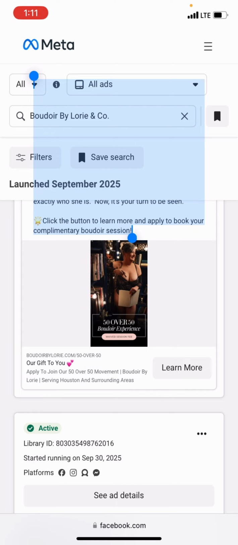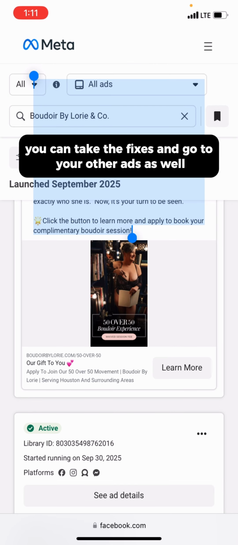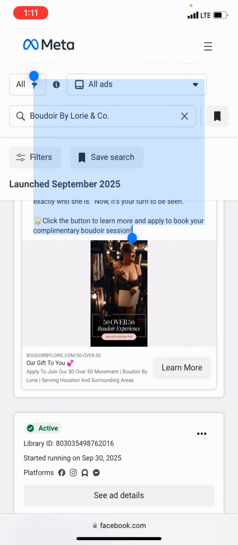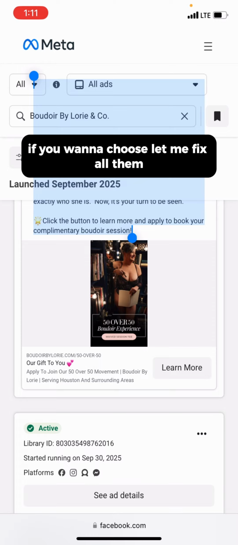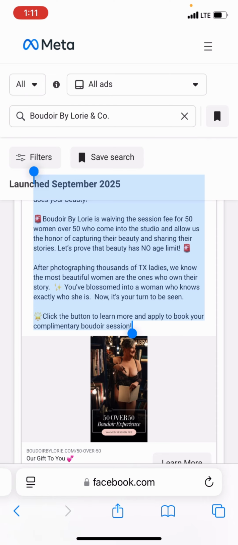Now, $50 each root cause problem for this one ad. And yeah, you can take the fixes and go to your other ads as well. Now, if you want to fix all of them for this one ad, it'd be $225, or you could choose just 1 or 2 that you want, and it'd just be $50 or $100, depending on how many you choose.